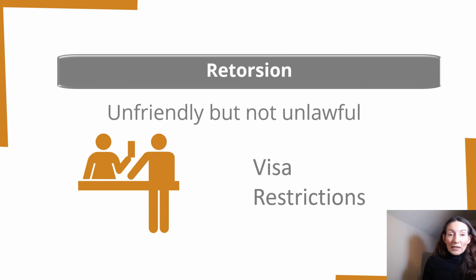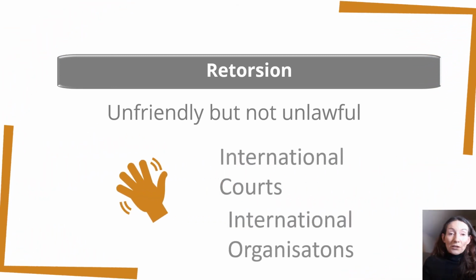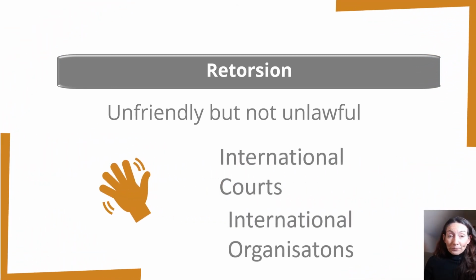Another typical example of retortion is the imposition of visa restrictions. For instance, the Trump administration imposed new restrictions on members of the Chinese Communist Party who wanted to travel to the United States in December 2020. Another typical example is the withdrawal from existing treaties or membership of international organizations if states are not happy with them.